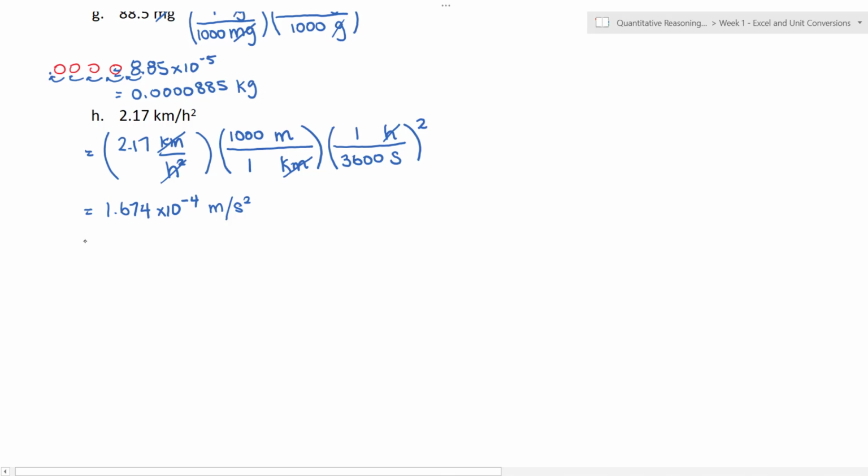If I don't like to see times 10 to the negative 4, or maybe your calculator doesn't show that, you can just move the decimal place to the left 4 units, and you'll be left with 0.0001674 meters per second squared.